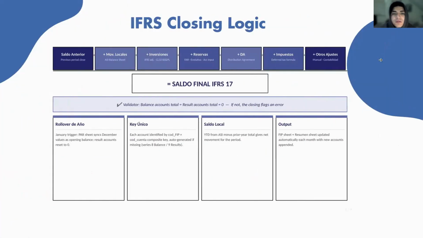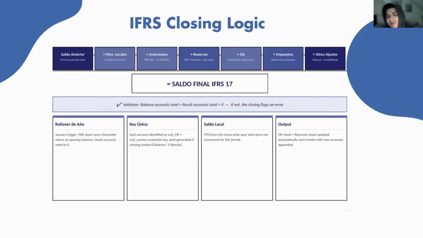So, the IFRS closing logic. The final IFRS balance for each account is built from 7 components. The previous period closing, plus the local movement of the month, plus 5 IFRS-specific adjustments, that is investment, reserve, the distribution agreement, taxes, and otros ajustes or manual corrections. Each of these components comes from a different source file, and the macro knows exactly where to find each one and how to calculate the final number.